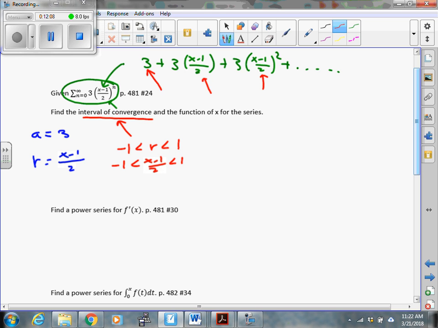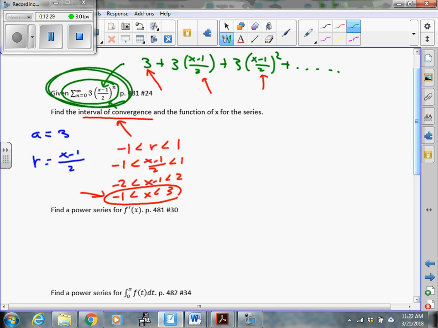So I'm going to go ahead and multiply both sides by 2 and add 1. These are the values of x right here that if I use any number in that area from -1 to 3 and I plug it into my series up here, I plug it in for x, any number between -1 and 3, I know that those values will create a convergence.